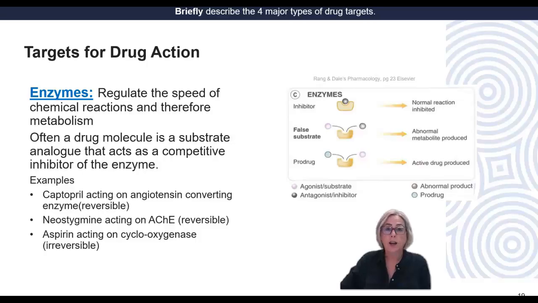The third target then are enzymes, and of course enzymes are biological catalysts that regulate the speed of chemical reactions and therefore regulate our metabolism.